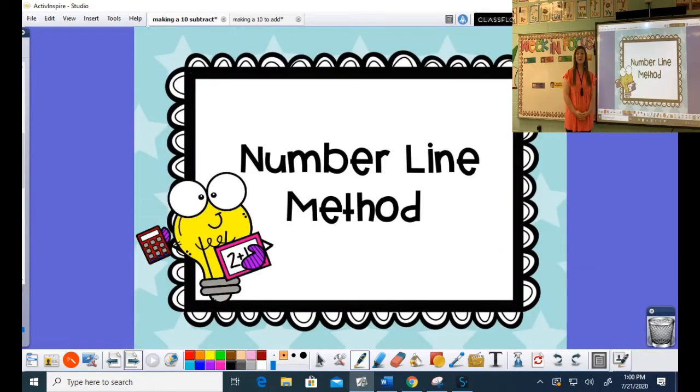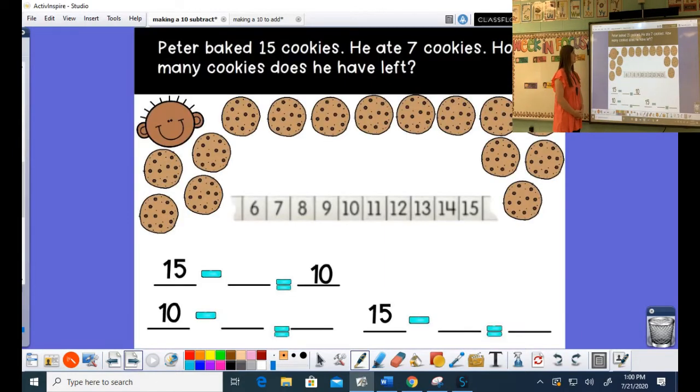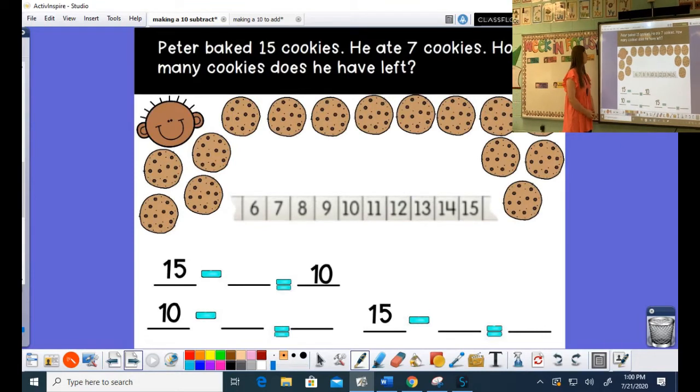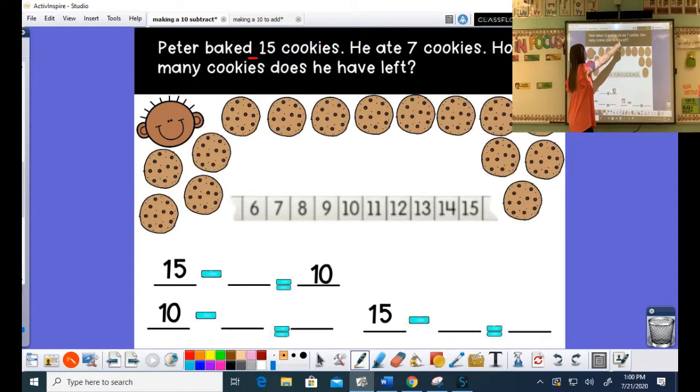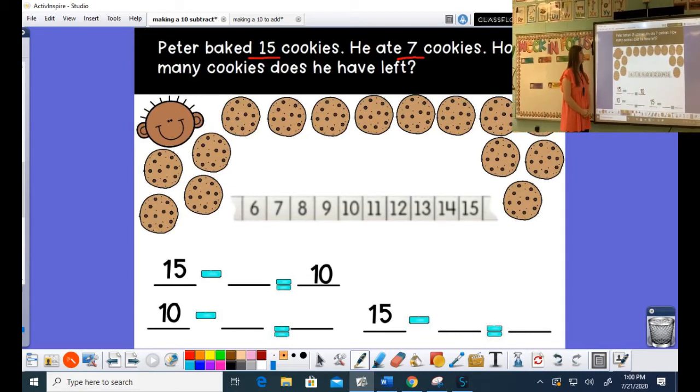Now, we will be using a number line to make a 10 to subtract. Our word problem says, Peter baked 15 cookies. He ate 7 cookies. How many cookies does he have left? Remember, we must first underline the numbers we are working with, which is 15 and 7.